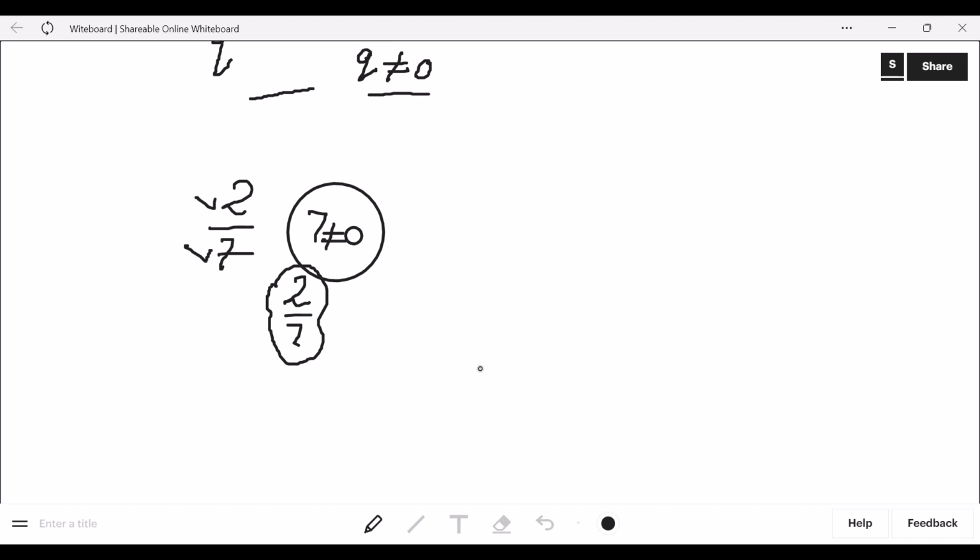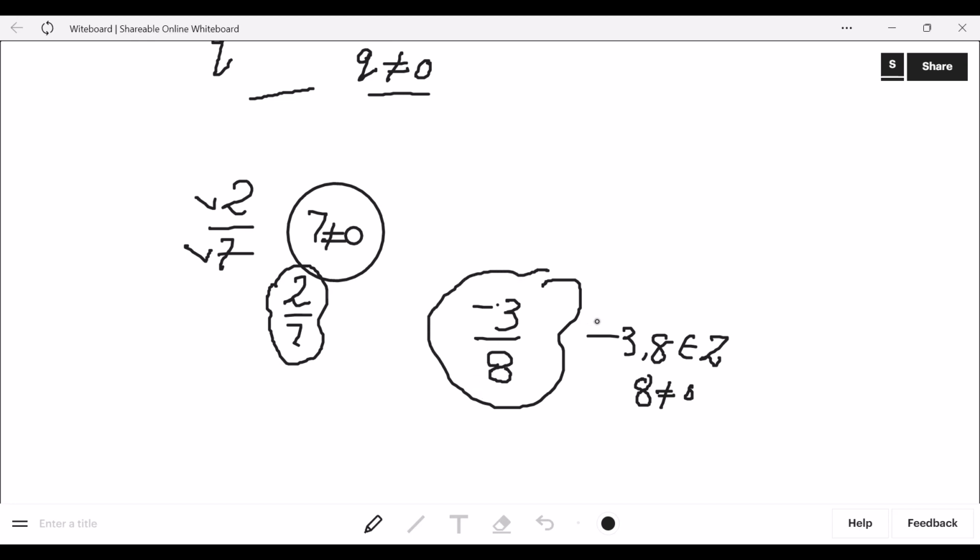We can take more examples like minus 3 upon 8. Here minus 3 and 8 both are integers and 8 is of course non-zero. So here minus 3 and 8 are integers and of course 8 is a non-zero number. Therefore this minus 3 upon 8 is also a rational number.